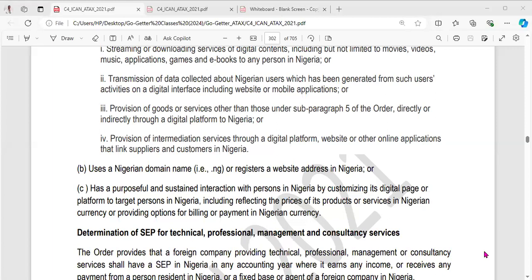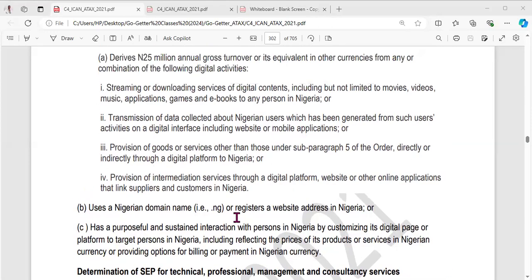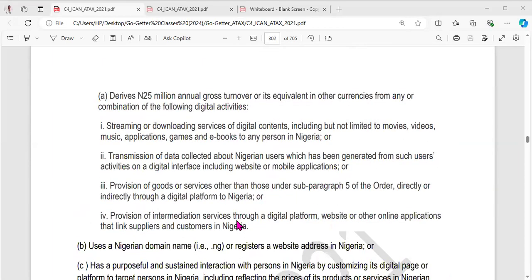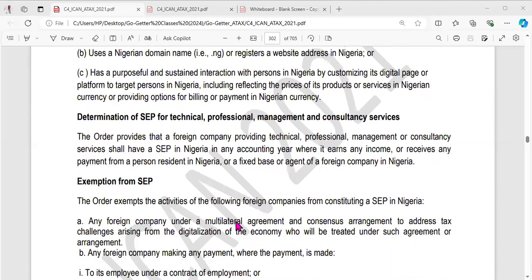If you are paying, for example, Nextford University school fees of about $200 a month, and you now see an exchange rate of, let's say, $1 to 1,500 naira, then it means it's been targeted to Nigerians because it's as good as reflecting the price in Nigerian currency. So that's it. We have seen the three things that the Nigerian determination of significant economic presence for digital activity has proposed. Now, determination of SEP for technical, professional, management and consultancy services.